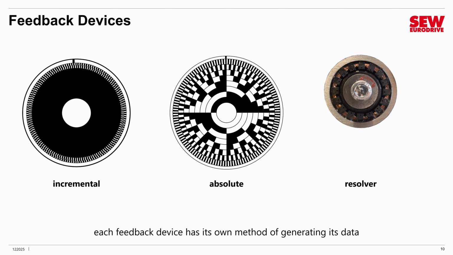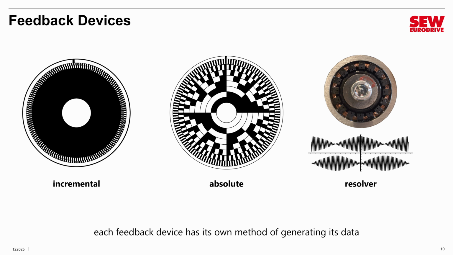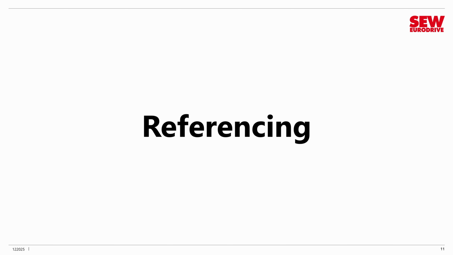The resolver is an analog device. It's a series of coils, one of which rotates inside the other. It is energized with high frequency alternating current, and it outputs two analog signals that look something like this. The VFD digitizes these, turns them into numbers, does some trigonometry with them. From that information, it derives the position. Okay, well, that's the hardware.